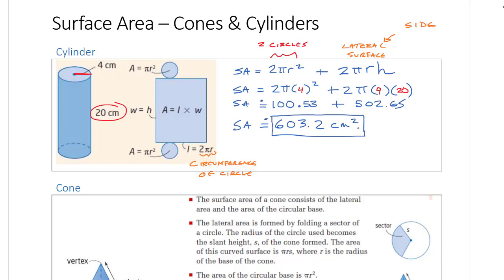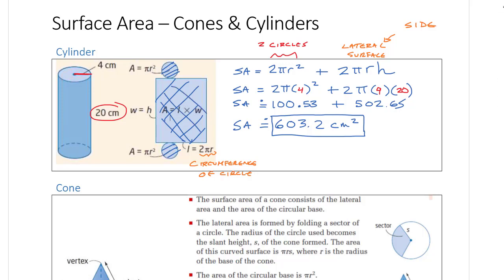Even though it's on a 3D shape, we're finding the area of all flat two-dimensional shapes, right? Like this is a flat circle. This is a flat two-dimensional circle here. This is a flat rectangle when we unroll it. So all our surface area formulas are basically what would happen if we unrolled these shapes and laid them flat and then found the area of them. That's what we'd get. All right, so let's check out the cone next.